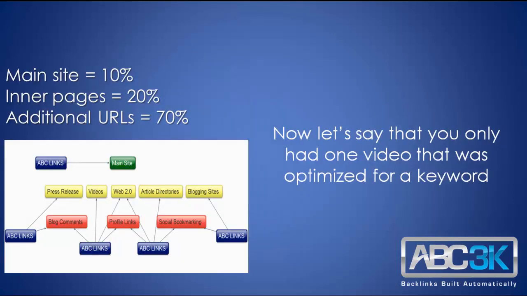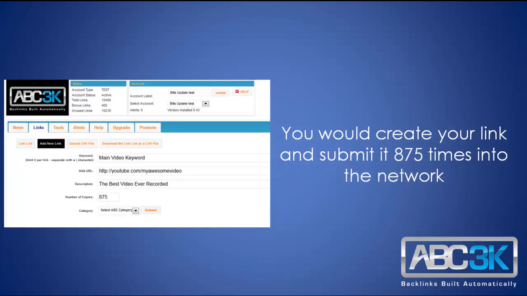Now, let's say that you only had one video that was optimized for a keyword. You would create your link and submit it 875 times into the network. When you're in the Links tab and add a new link, you'd put in your main video keyword in the keyword field, put in the URL to your video, your description, and in the number of copies, you'd put in 875. Select the category it fits into, hit submit.